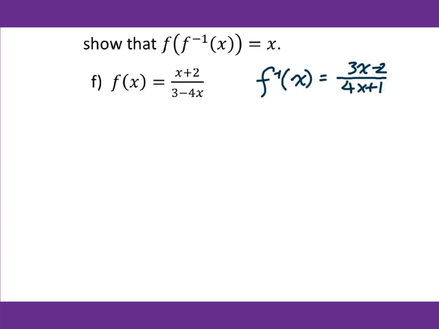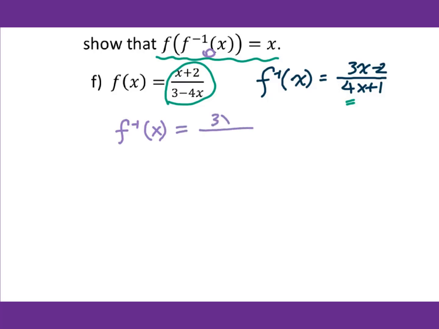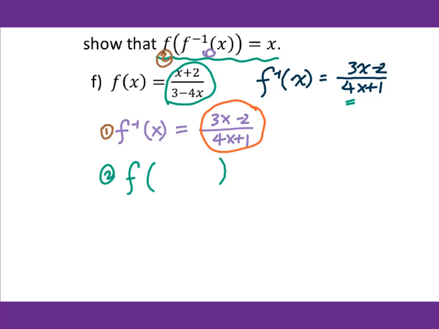Now for f, we have f of x equals this. We figured out the inverse function is this one. We want to show that this is true. Still, first step, we have to get the inverse function of f(x). That is (3x minus 2) over (4x plus 1). That's the first step. Second step, then we go to f of something here. This value goes here. So we got (3x minus 2) over (4x plus 1). That means for every single x in the f function, you have to change it into (3x minus 2) over (4x plus 1).